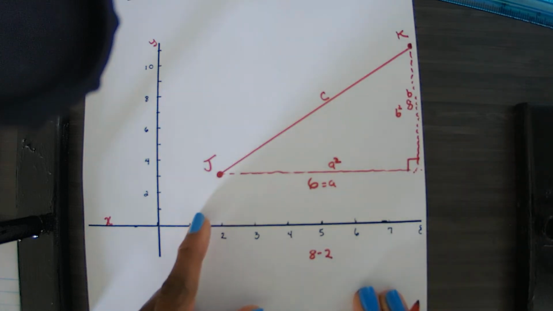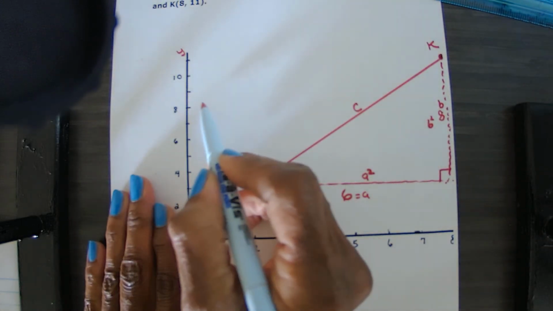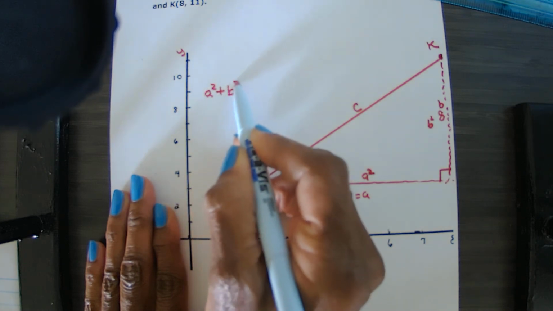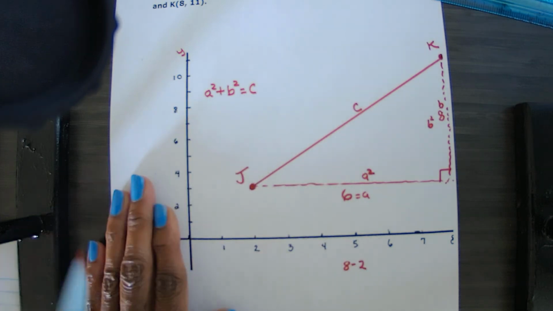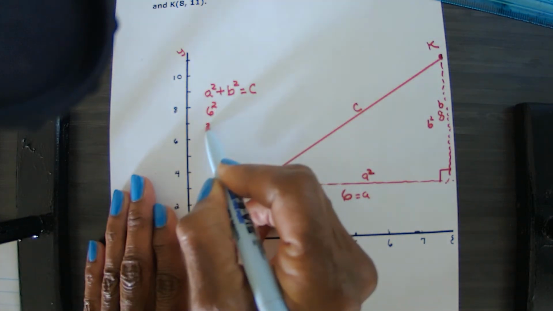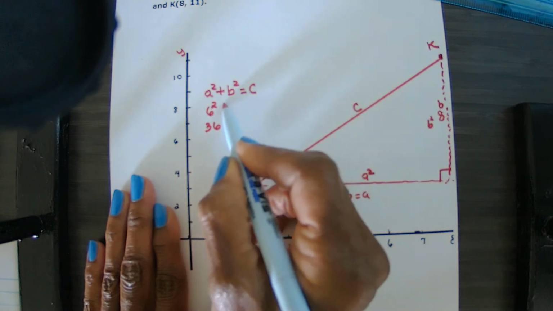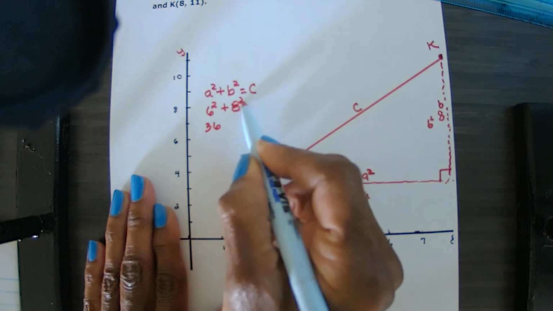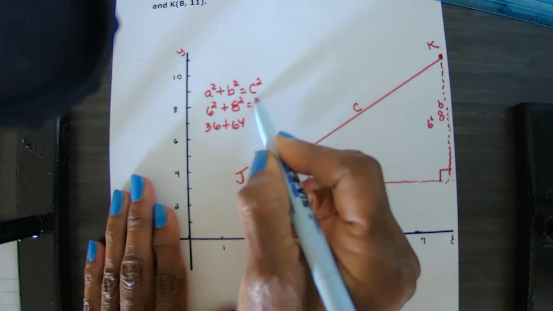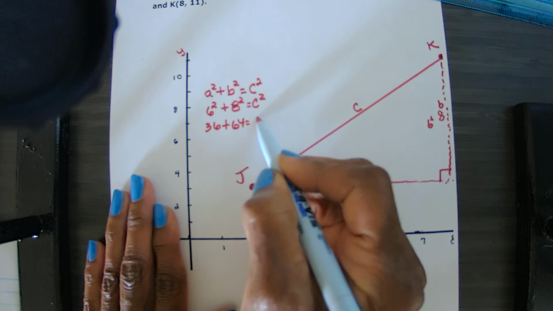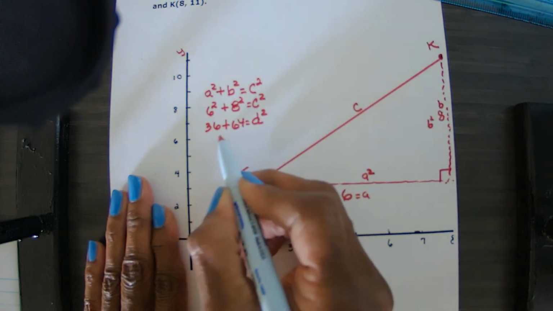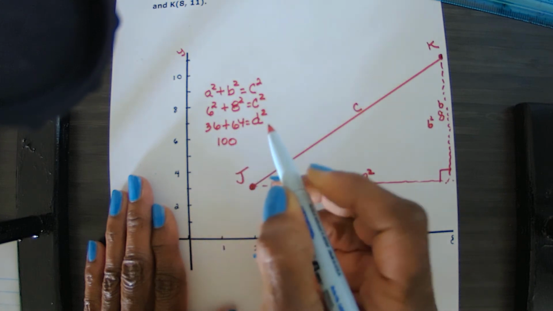Okay, so let's see what happens. a squared plus b squared is equal to c squared. So a squared is 36, since a is 6, and b squared is 64, since b is 8. And we're going to make this distance c, because that's what we're looking for. We add together, we get 100.